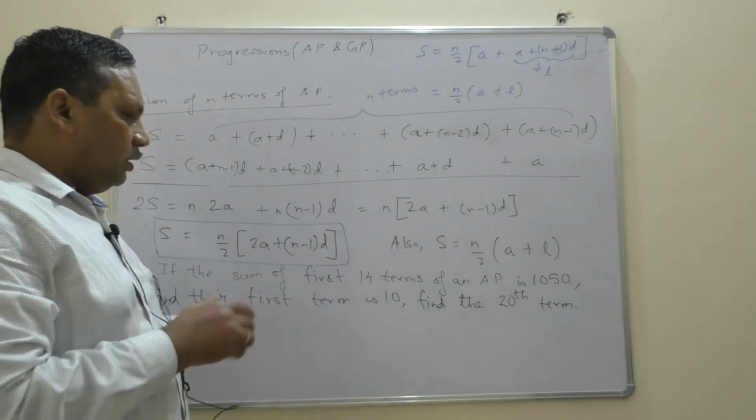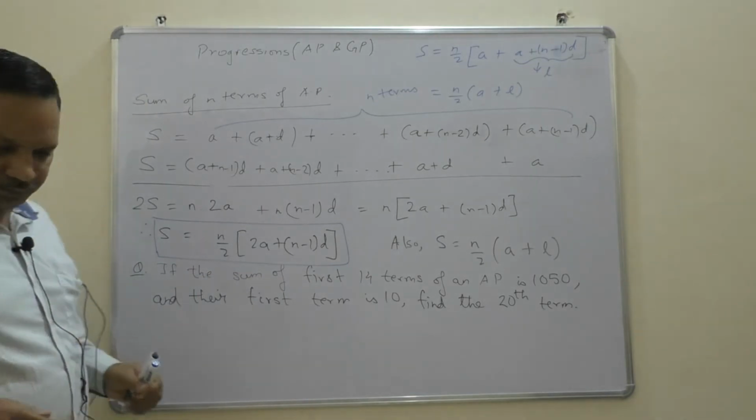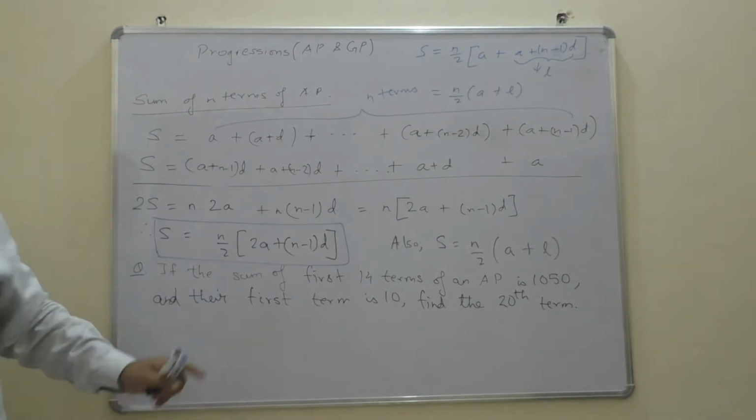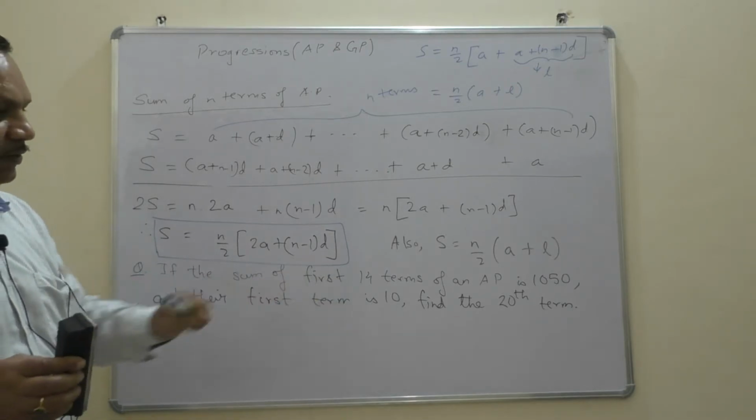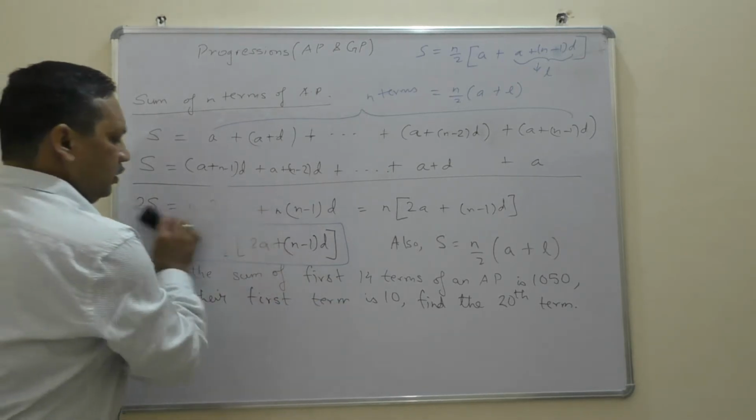Now let me do some examples. See. If the sum of the first 14 terms of an AP is 1050 and the first term is 10, find the 20th term.